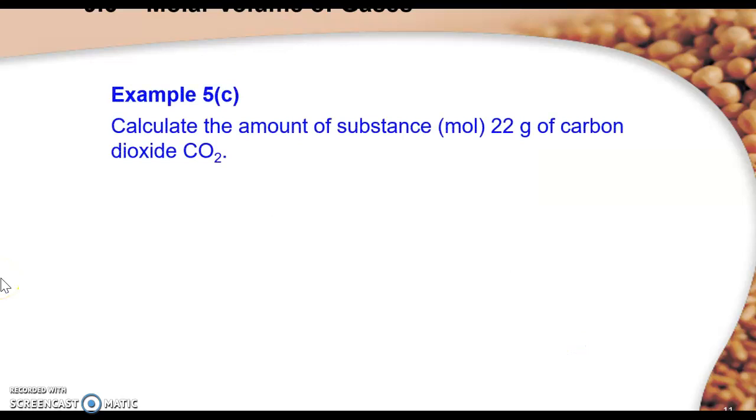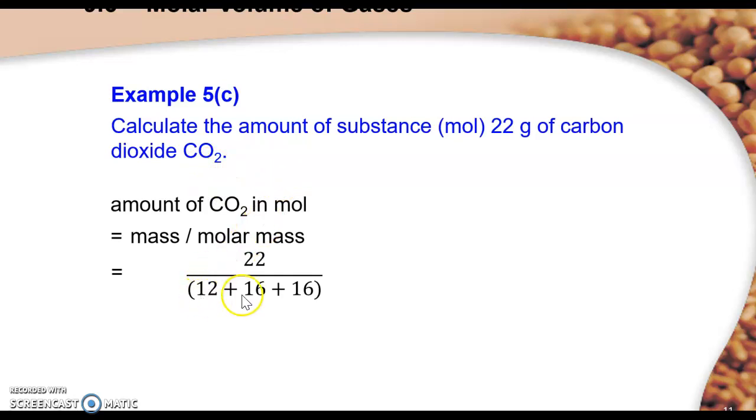Okay, now let's take a look at question 5C on page 79. How do I calculate the amount of substance in 22 grams of carbon dioxide? Because the question has given you the mass, 22 grams, you have to use the mass formula. So amount of substance equals 22 grams divided by the molar mass of carbon dioxide, which in this case is 12 plus 16 plus 16. Then leave your answer in 3SF and with units.